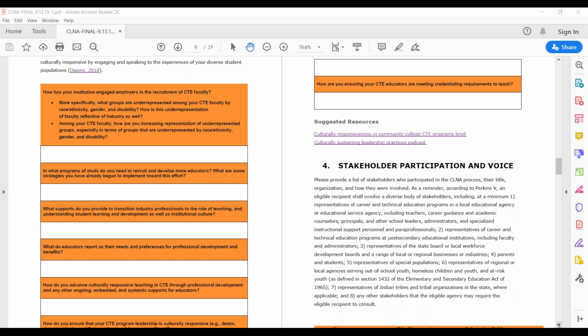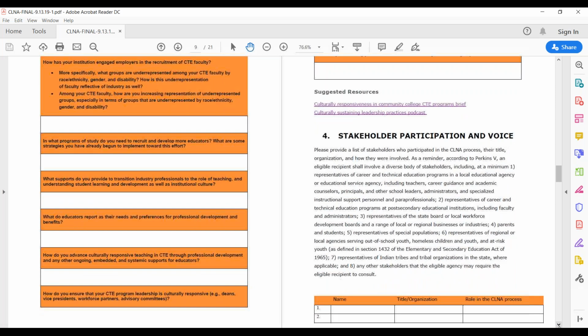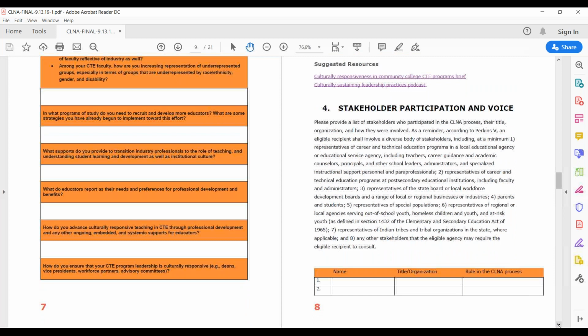For where are we? Number 5? We're still on number 5, alignment. Yeah. Sorry.